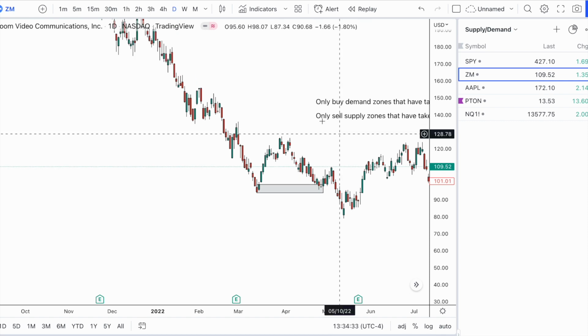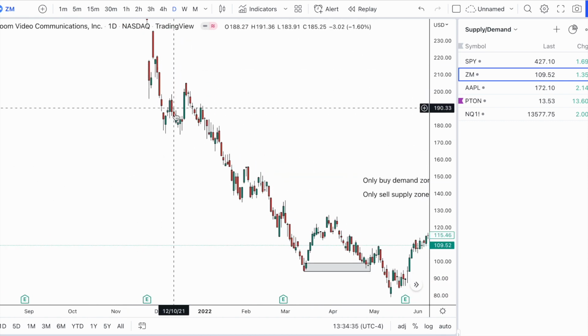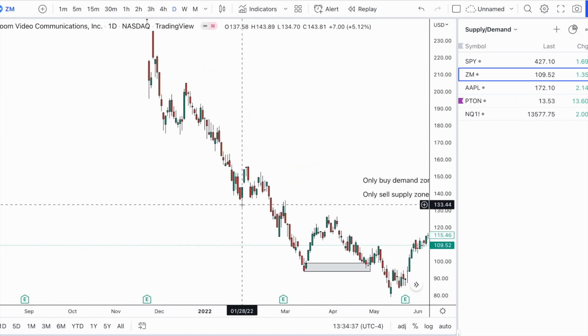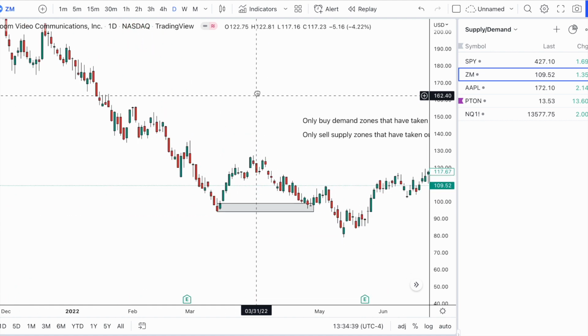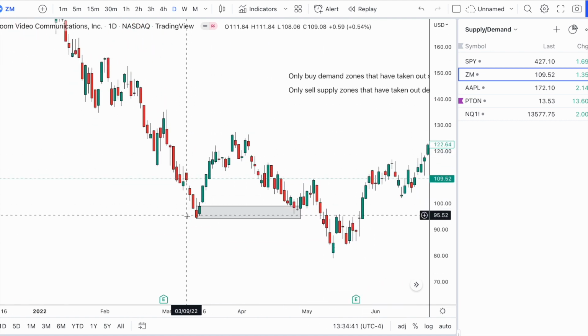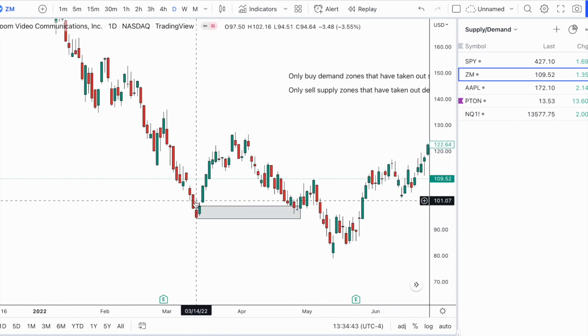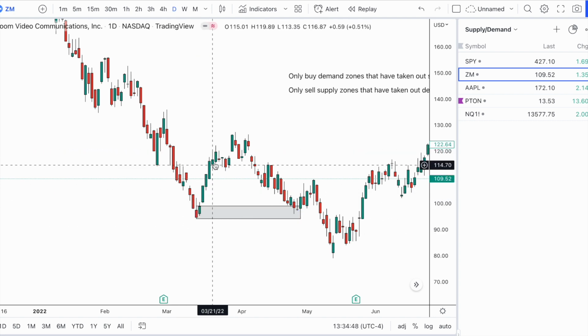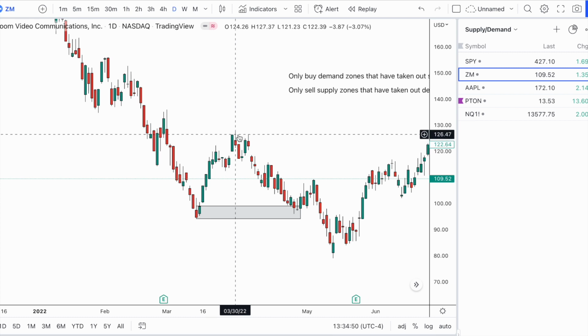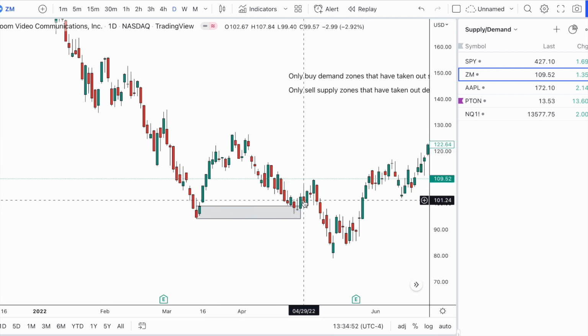You can see obviously Zoom is in a downtrend: lower lows, lower highs, lower lows, lower highs. And we see that this demand zone forms right about here. Price drops, we base, we have a pretty strong rally. Nice demand zone forms. And what happens? Price ends up coming down, and we end up getting a small reaction.